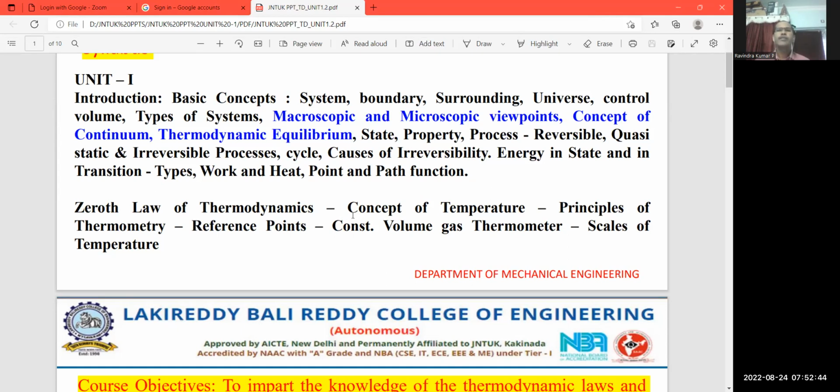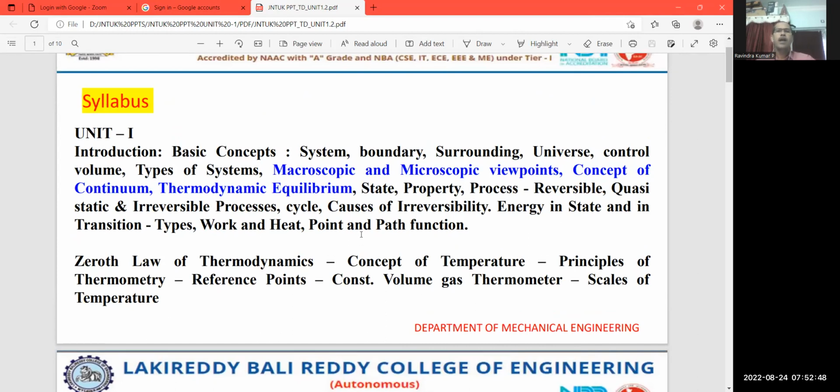Yes, now the second class. In the second class, I am going to discuss macroscopic and microscopic viewpoints, the concept of a continuum, and thermodynamic equilibrium. This is what I am going to cover today.